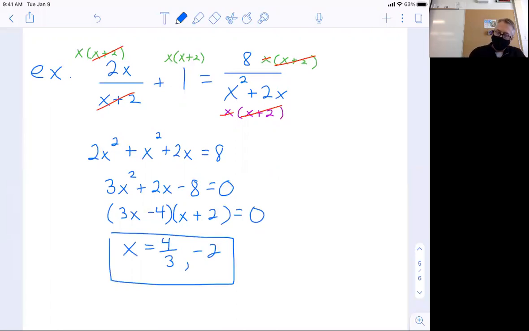Now, don't forget to check for extraneous solutions, because that negative 2 is extraneous, because that would make the denominator equal to 0. And so when we're doing our homework, I would only plug in one answer instead of two answers.